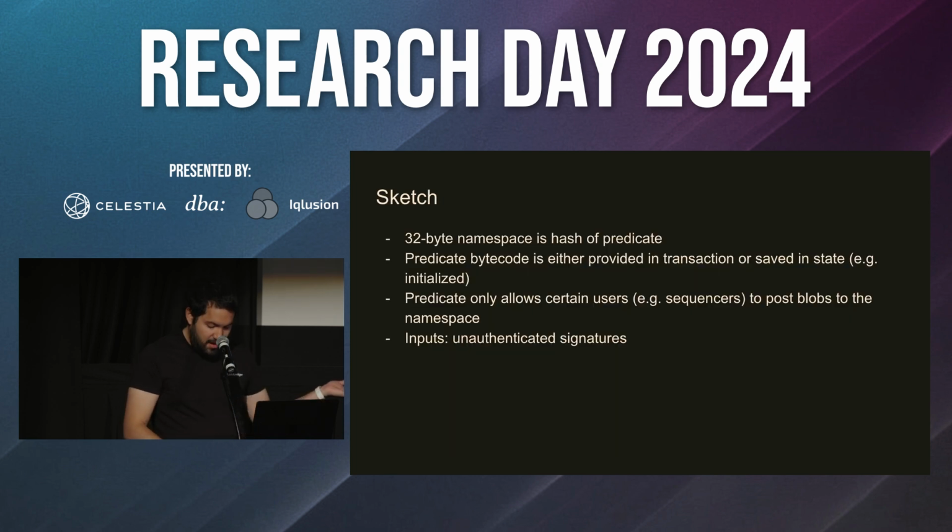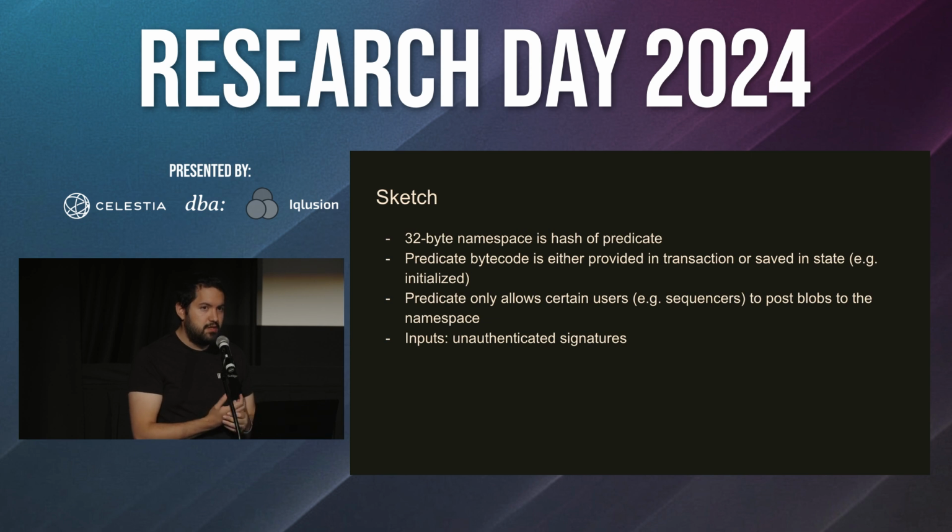But what happens if you have the ability to limit this from a transaction validity perspective? In other words, is it even included on Celestia or not? What happens if you have the ability to actually constrain this? So here's a sketch. It's not a specification or anything, just a sketch of how such a protocol could look. Imagine you have a 32-byte namespace, which is where the blobs would be posted, some identifier for groupings of blobs. You say in the sketch that the namespace, these 32 bytes, is the hash of the predicate bytecode. You can provide the predicate bytecode in the transaction itself every time.